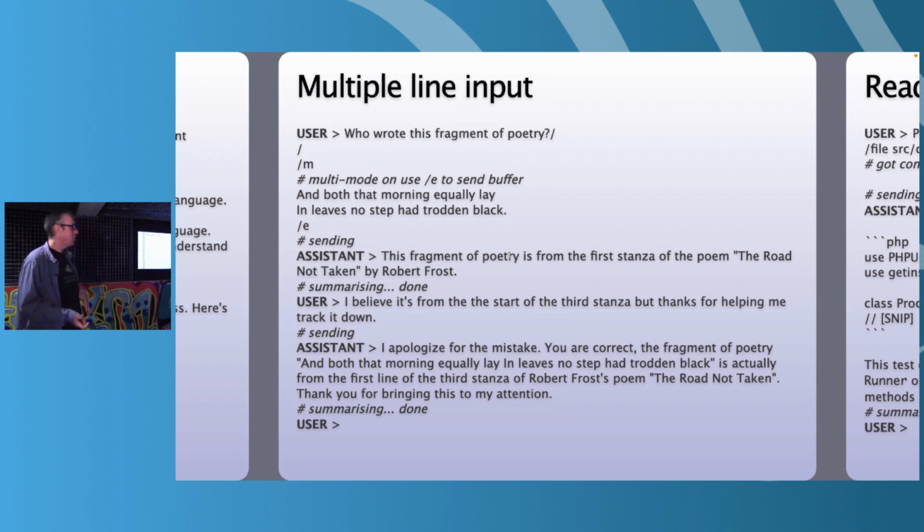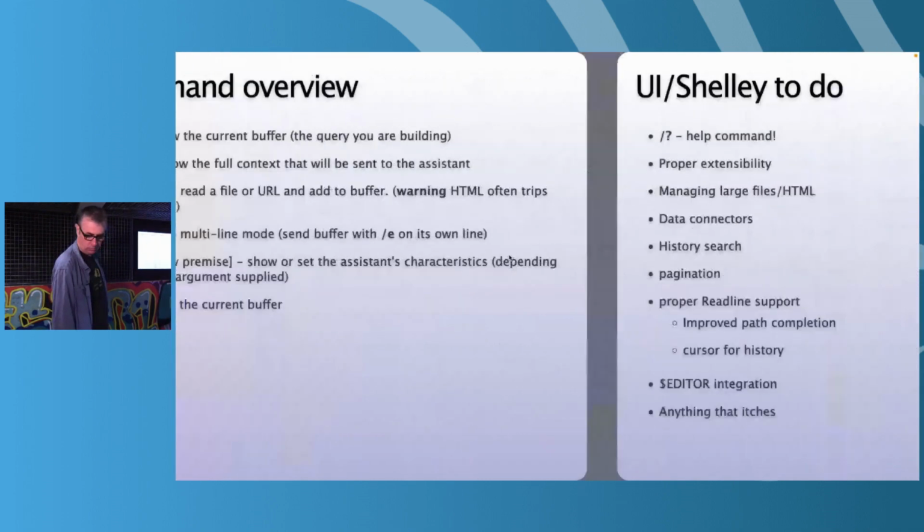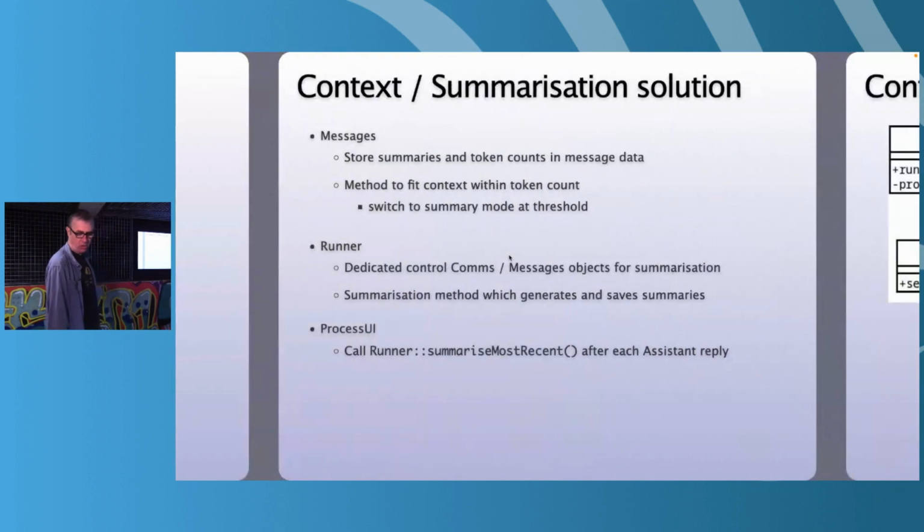Of course, it would be nice to do that in a thread, but I didn't want to go there. And in fact, because you're reading this stuff, I've never found that I'm held up by the time it takes, the 10 seconds or so, for the summary to happen. If it were to, I'd fix it. But so far, it's not been a problem. So the summarization solution, I think I pretty much described to you. The messages object works out the calculation as to where to split between the two. The runner makes the summarization, and the process UI, which is the front end part, calls the runner to make the summary after every query.